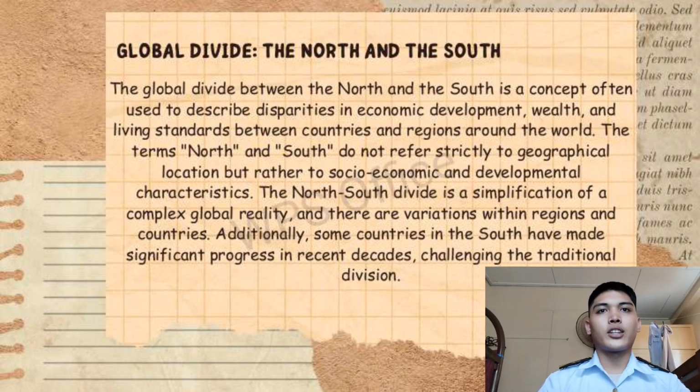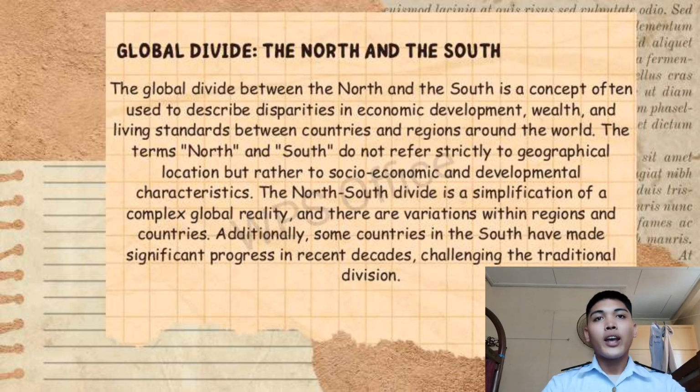So this divide is characterized by several different keys, like economic disparities. Northern countries, often referred to as developed or industrialized nations, tend to have higher levels of income, advanced industrial economies, and better living standards compared to southern countries, which are often labeled as developing or less developed. Access to resources. Northern countries typically have greater access to resources, technology, and infrastructure, enabling them to advance economically and technologically faster than the southern countries.